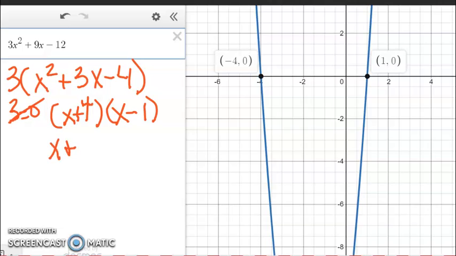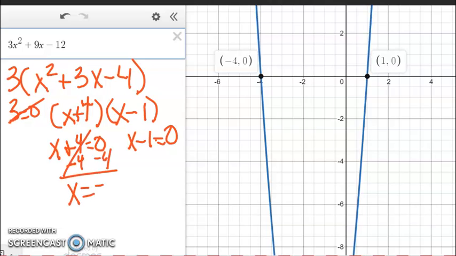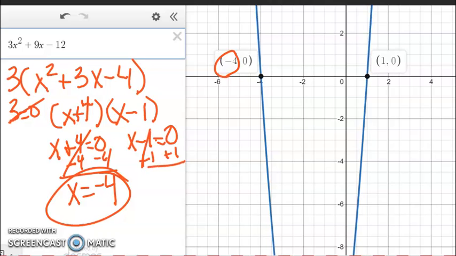I'm going to set each factor equal to 0, and I'm going to solve for x. Okay, so we're going to subtract the 4. So one of my x's should be -4, and it was. Then I'm going to add this 1 to move it. That makes my other x a +1, and it was. All right? So you can do it by graphing or you can do it by factoring. You should get exactly the same answer. Okay? So we're going to try another one.